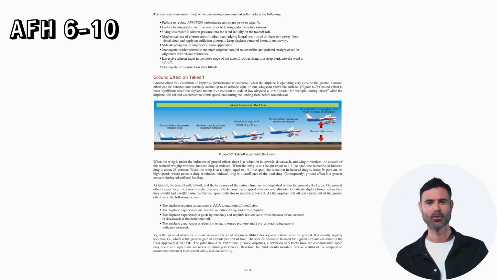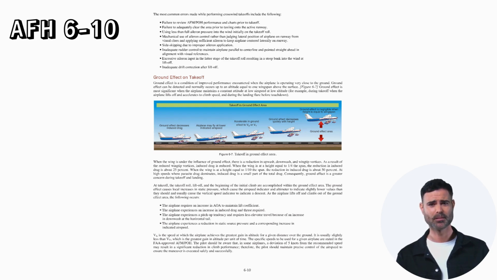As a result of the reduced wingtip vortices, induced drag is reduced. When the wing is at a height equal to 1/4 the span, the reduction in induced drag is about 25%. When the wing is at a height equal to 1/10 the span, the reduction in induced drag is about 50%. At high speeds where parasite drag dominates, induced drag is a small part of the total drag. Consequently, ground effect is a greater concern during takeoff and landing.